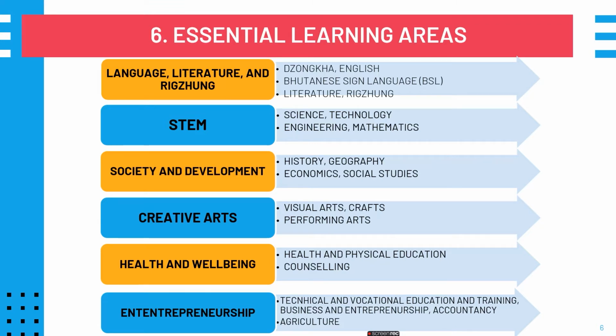Their implementation will involve active participation of all learners, schools, and communities. The essential learning outcomes are clearly stated for each essential learning area at each grade level. The teachers have the flexibility of supporting and contextualizing students' learning in a variety of ways.